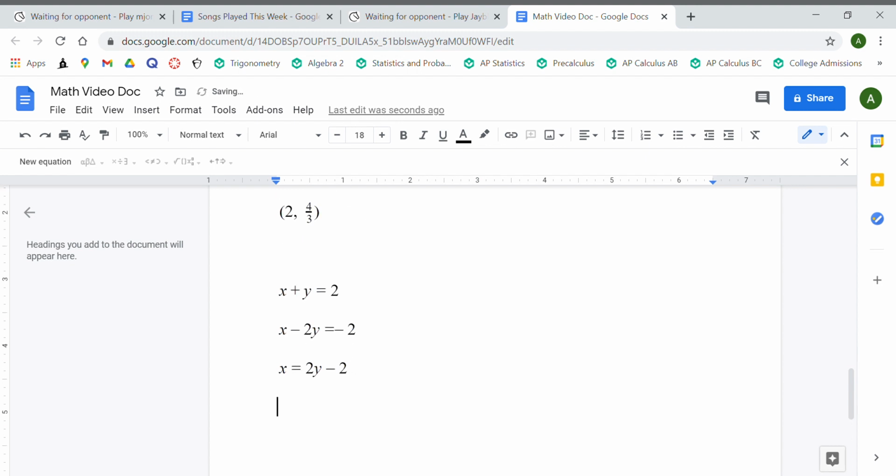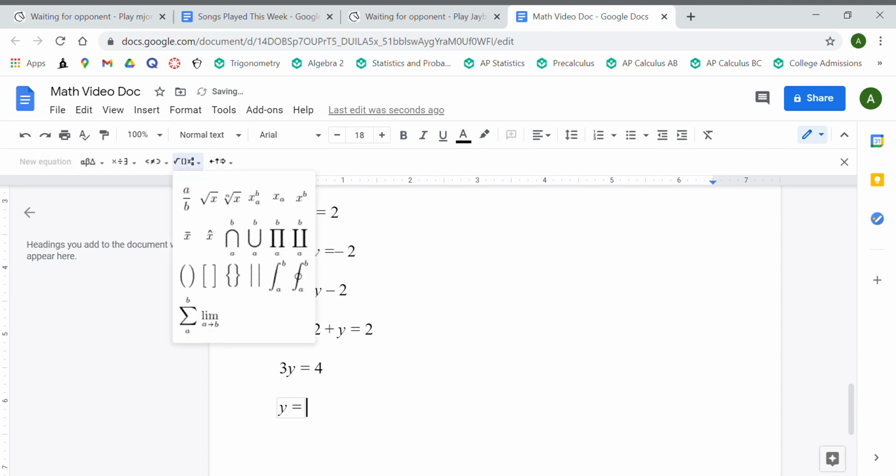Now we can substitute this in for this equation. Don't plug it back into this equation though, you get an odd result. You need to plug this into the equation that you did not use to solve for a variable. So we substitute for x: 2y minus 2 plus y equals 2. And then we get 3y equals 2 plus 2 equals 4. And then we end up with y equals 4/3 again.